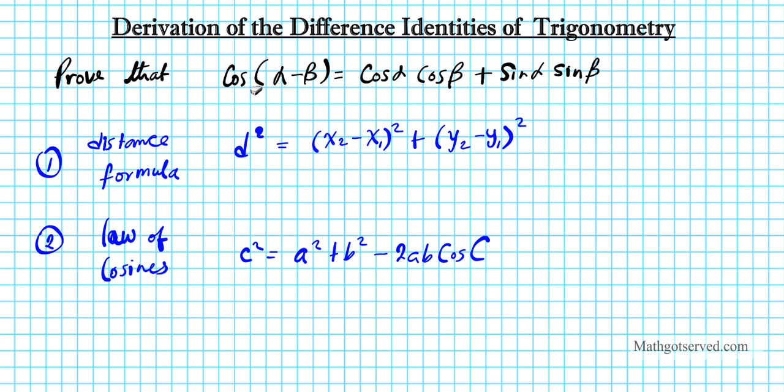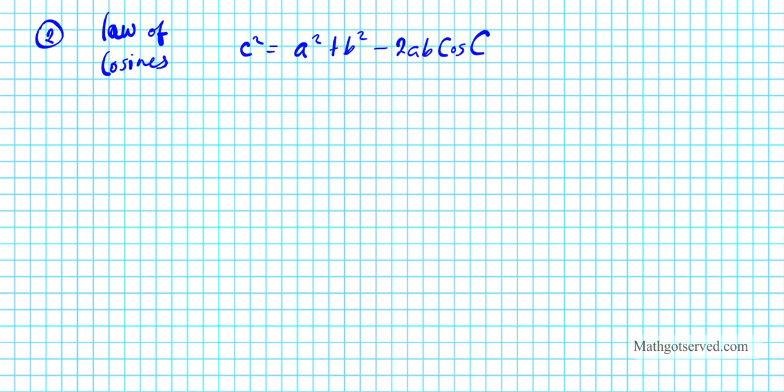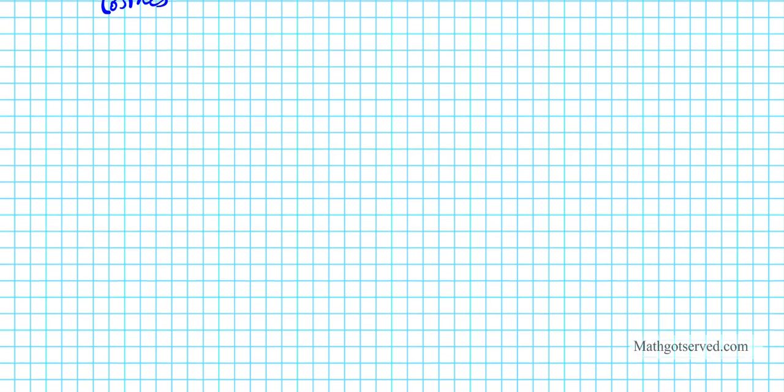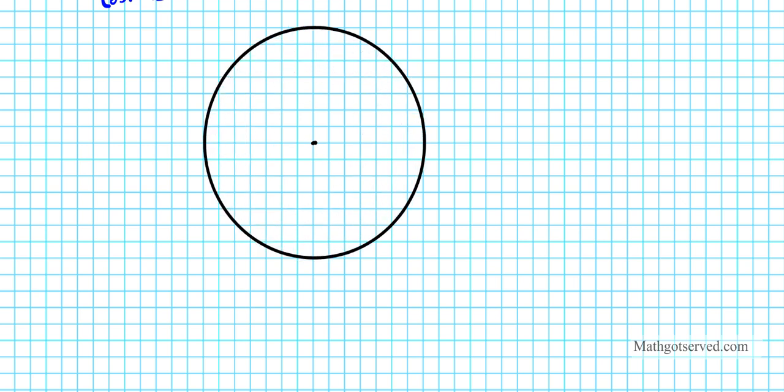To prove this equation, first we need to graph a unit circle, which is a circle with radius 1. So there goes your unit circle. Let me make it a little bit bigger. Before I pick two points on it, let me draw my y-axis and my x-axis. Now I'm going to pick two points on the unit circle.